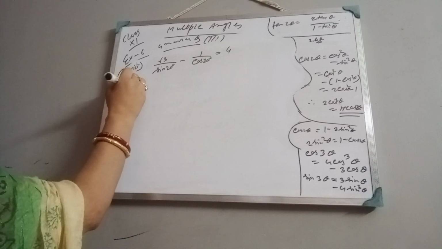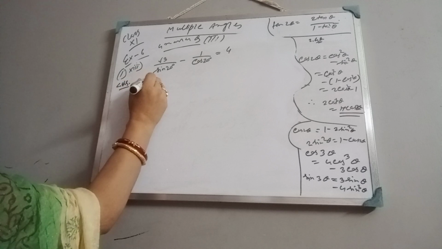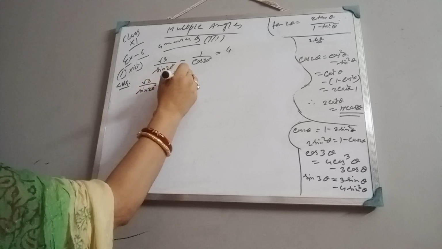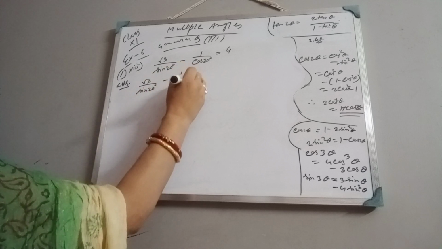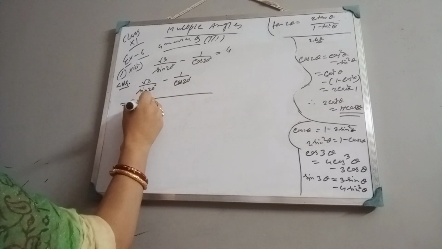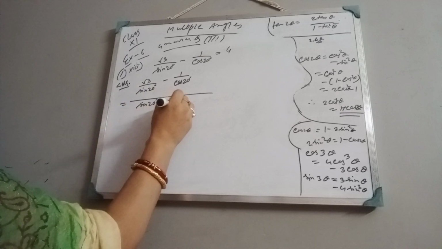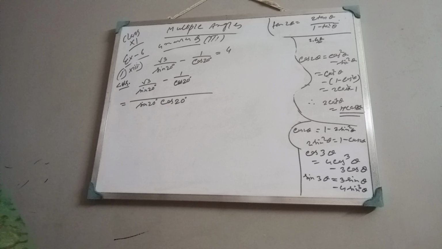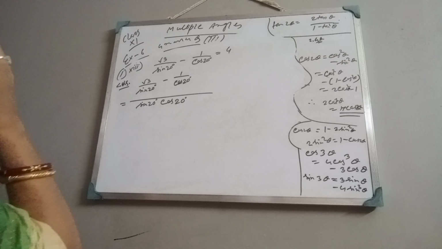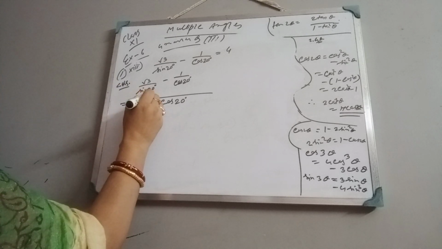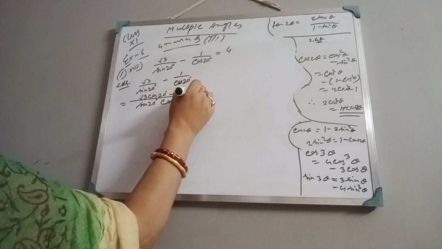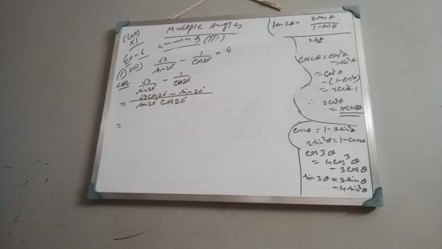Now, left hand side is root 3 by sine 20 degree minus 1 by cos 20 degree. Okay, let's do the LCM first. Then what we will get? Sine 20 degree, cos 20 degree. Okay, now it is coming root 3 cos 20 degree minus sine 20 degree.